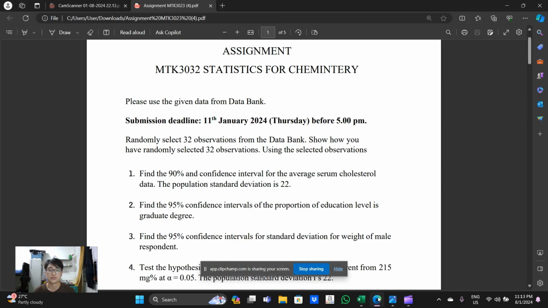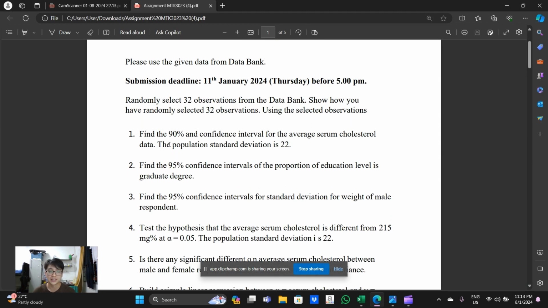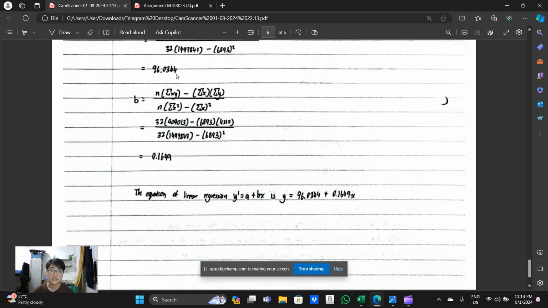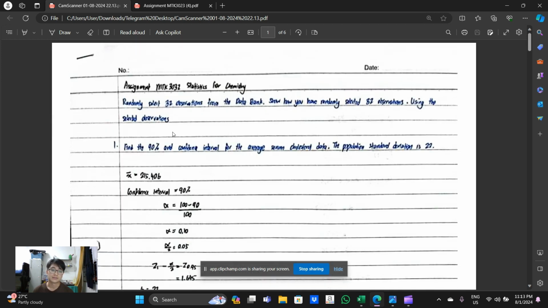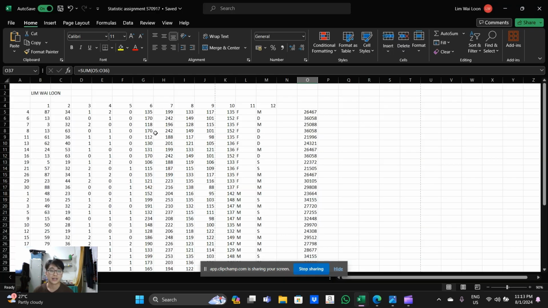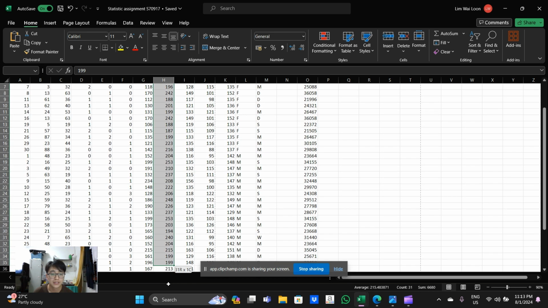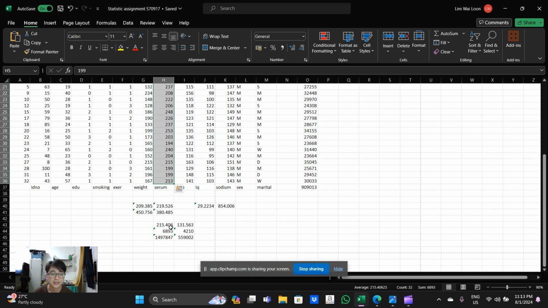So we go to the first question. Question one is: find the 90% confidence interval for the average serum cholesterol data where the population standard deviation is 22. Based on this, I find the mean by using the Excel command here, where this is the serum. I round everything up and find the mean with the Excel command, average equals average of the coordinates. What I get is 215.406.